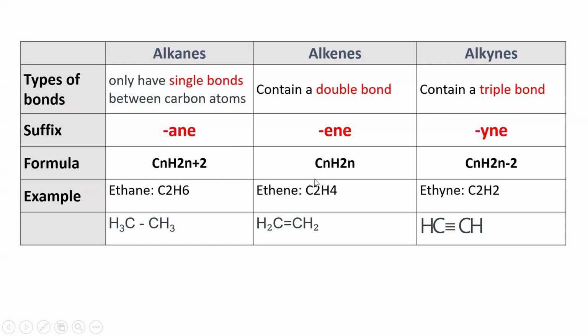For alkene, if we have 2 carbon atoms, the number of hydrogen atoms is double the number of carbon atoms. If it is C2, it will have 4 hydrogen atoms. And this is ethene. We add the suffix -ene. For alkyne, ethyne, 2 carbon atoms bonded with a triple bond, and the formula is CnH2n-2, which is C2H2, and the suffix -yne.